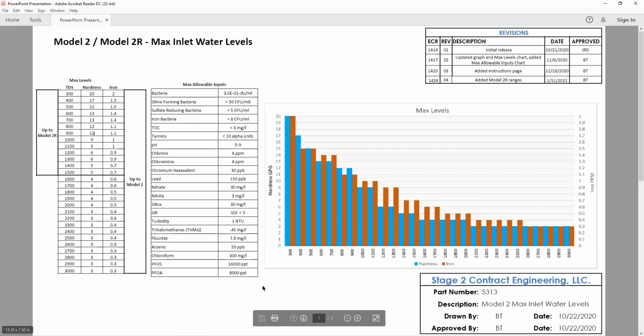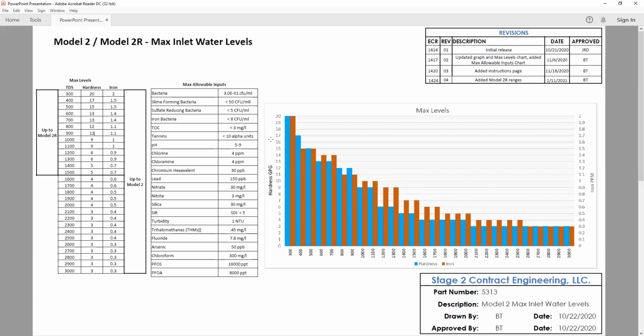The secondary table on the right-hand side are our max allowable inputs, no matter what the feed TDS level is. This table will grow as we find more contaminants or get more questions from the field. So this is going to be kind of a living document, which is going to be updated on the Culligan service app if there's any updates to it, as well as on the dealer portal for Model 2.